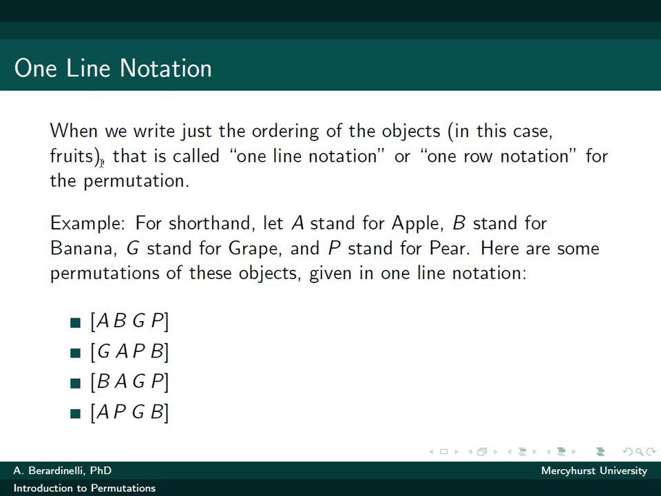Some notation for how we would talk about or write down permutations. The first one I want to talk about is one-line notation. And one-line notation is just the ordering. That's all you're writing down. So the examples here, I'm using letters to stand for the words. Apple, banana, grape, pear. That's the first bullet point there. Another possible permutation of these four fruits would be grape, apple, pear, banana. Another one would be banana, apple, grape, pear. And when you write it in this way, it's one row of data, it's one row notation or one line notation.